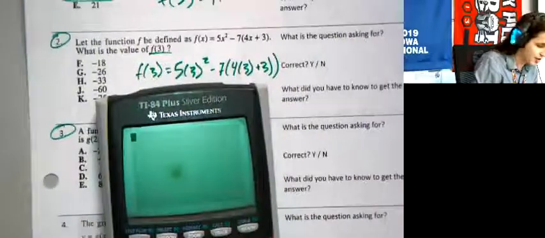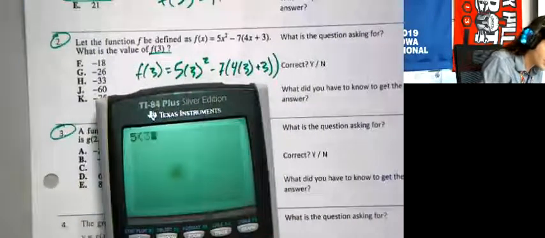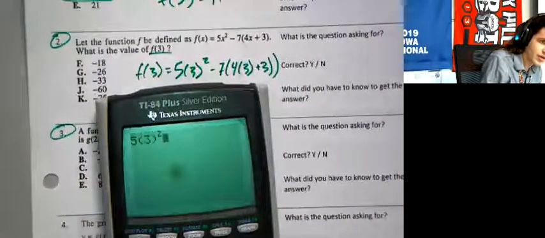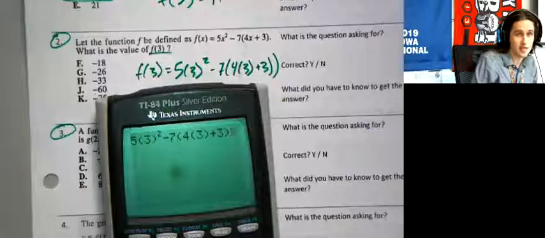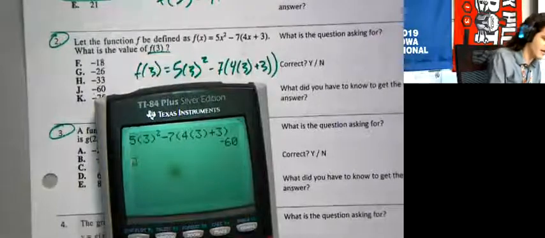I got 5 times 3 squared, always putting a parentheses where I saw an x, minus 7 parentheses, 4 parentheses, 3 plus 3. Cool. Notice that is the exact same thing as I've written above. Anywhere I saw an x, I replaced it with parentheses 3, and I get an answer, hot dang, of -60. These can be quick, folks.